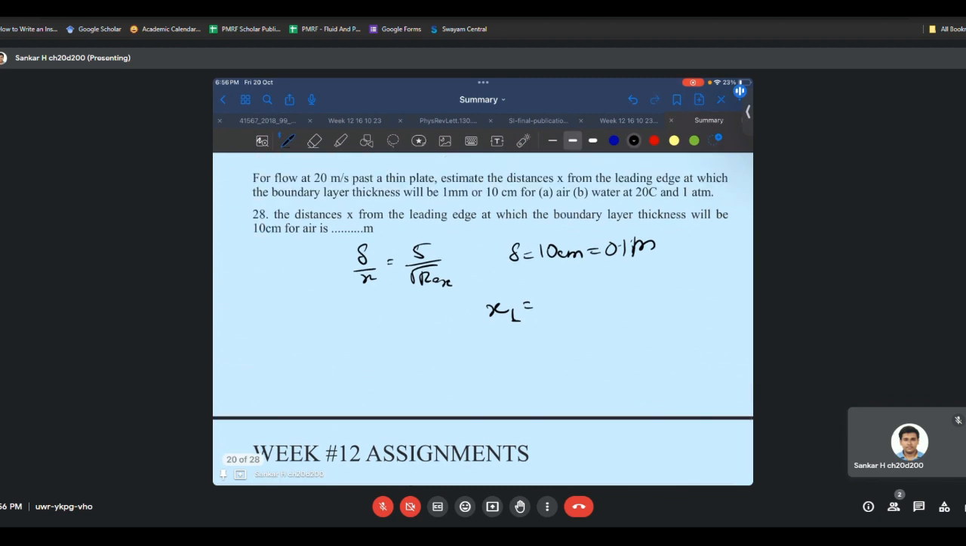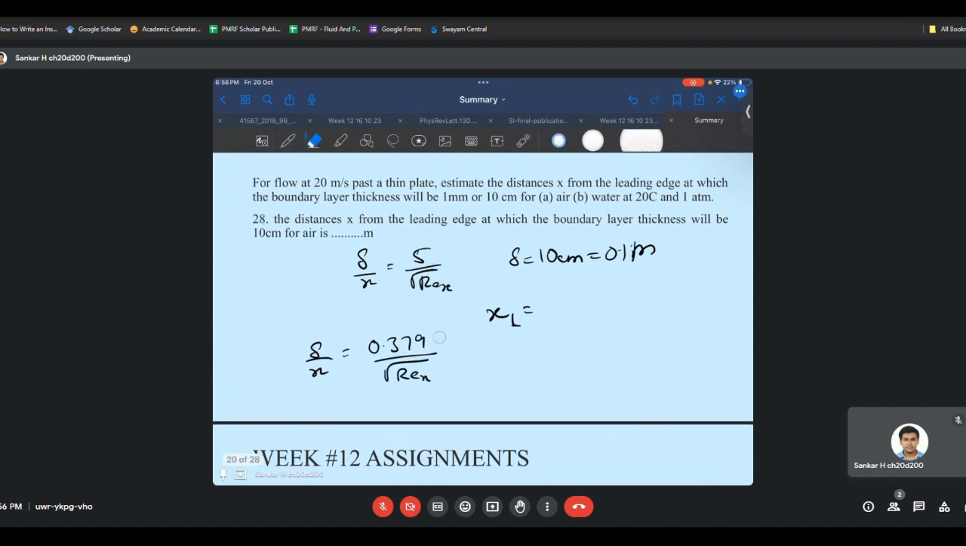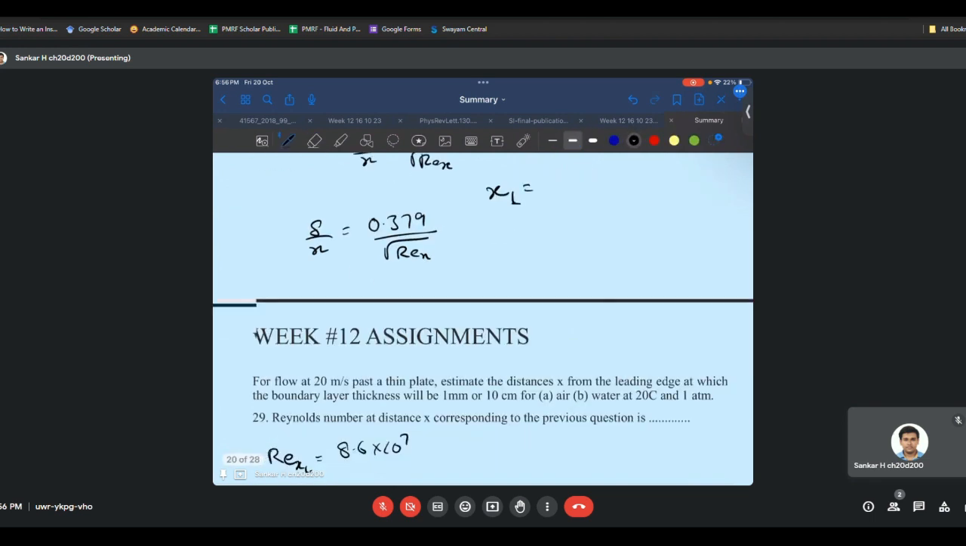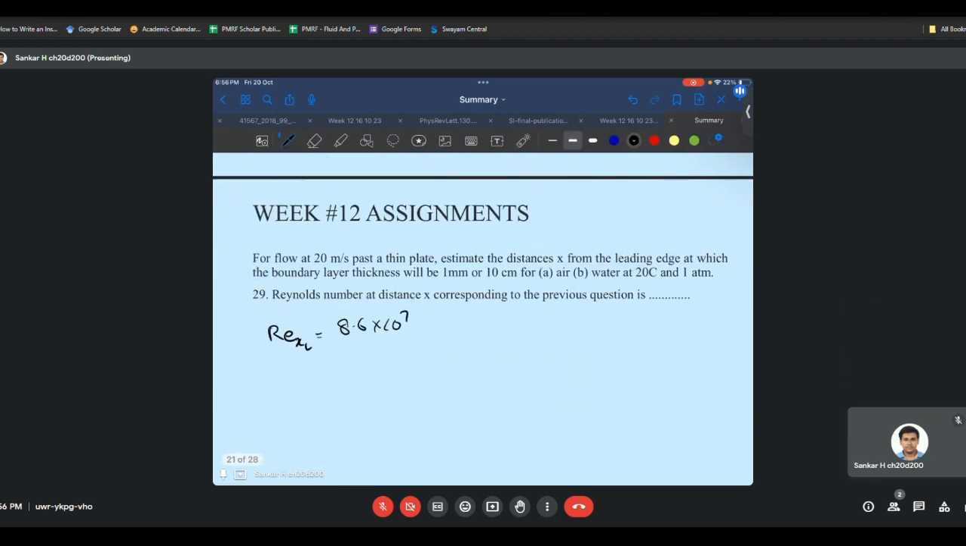So therefore, we need to redo this question considering the turbulent flow, which is given by delta by x is equal to 0.379 x by square root of Rex. There's an x over here, sorry. And if you do that, you will get a value again that is very close to 8.6 into 10 raised to 7. So that's how you figure out whether you find the solution in the laminar regime or the turbulent regime.